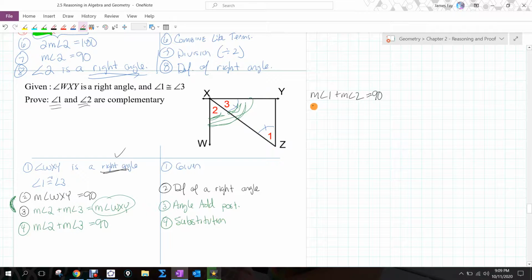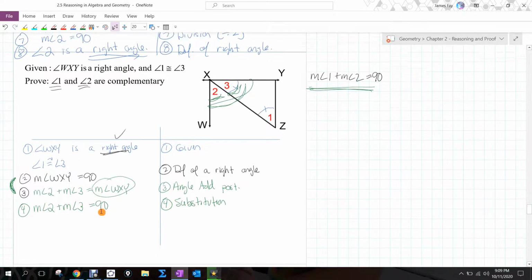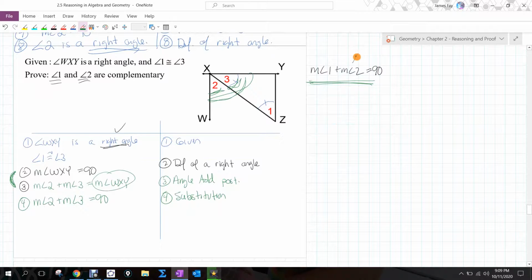Now think about what we're trying to get to. We're trying to get to 1 plus 2 equals 90. Right now we've got 2 plus 3 is 90. Is there a way I can replace 3 with 1? Because if I get that replaced with 1, it matches up to what I wanted to say here. And right there is how I do it. They told me angle 1 and angle 3 are actually congruent. So what I'm going to do now the way I've got this set up, and this is important, this is almost a structural step, a procedural step.